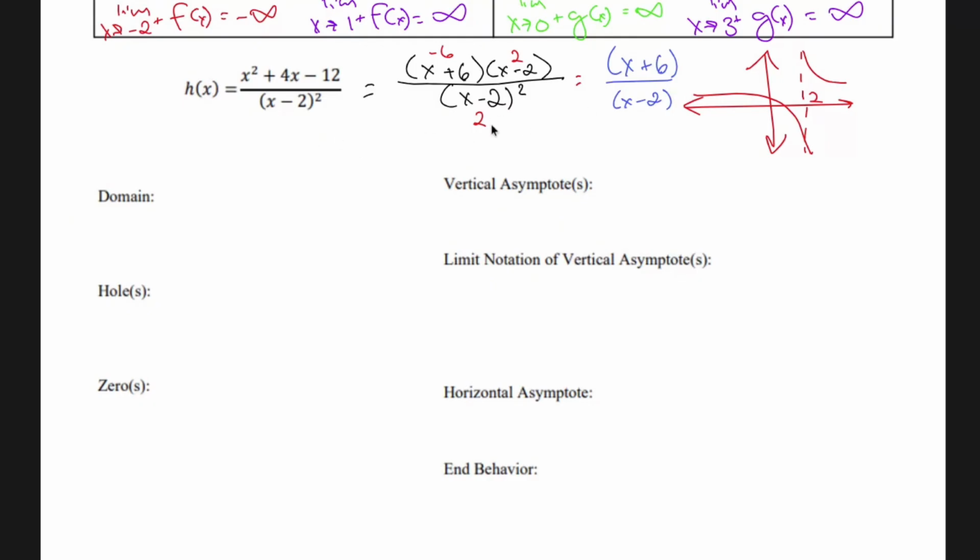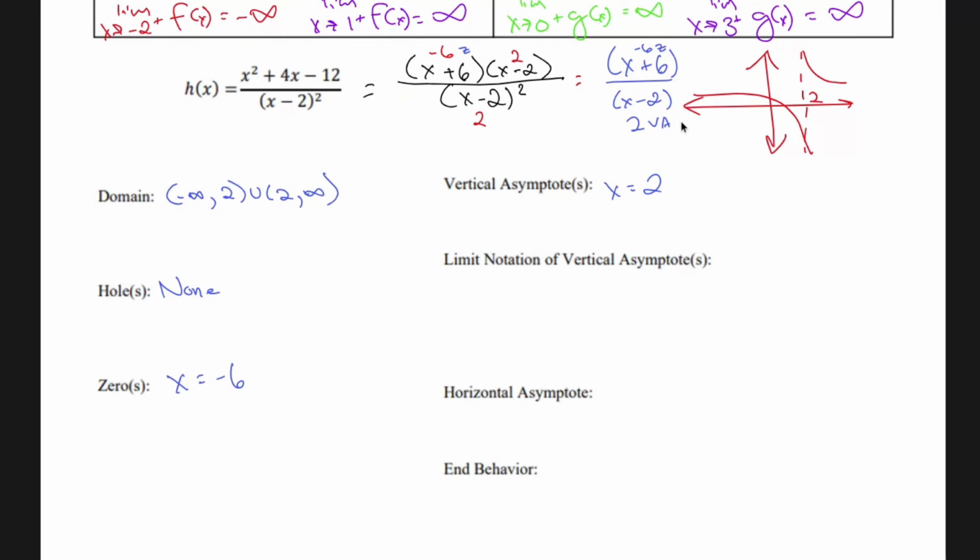So my domain, since the 2 was the only issue there, is going to be everything but 2. So that's negative infinity all the way up to 2, union, and from 2 on to regular infinity. My holes, there are none. Since negative 6 lives up here, negative 6 is still going to live up here, and now my vertical asymptote is just regular 2. So what's my hole? There is none. I'm sorry, what's my 0? I did that already. X equals negative 6. Ugh. My vertical asymptote is going to be x equals regular 2.